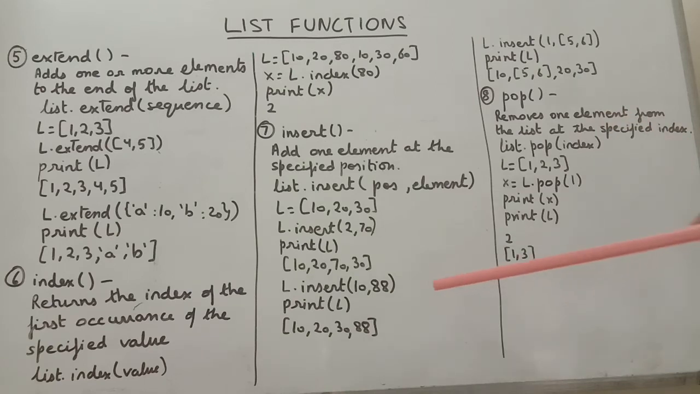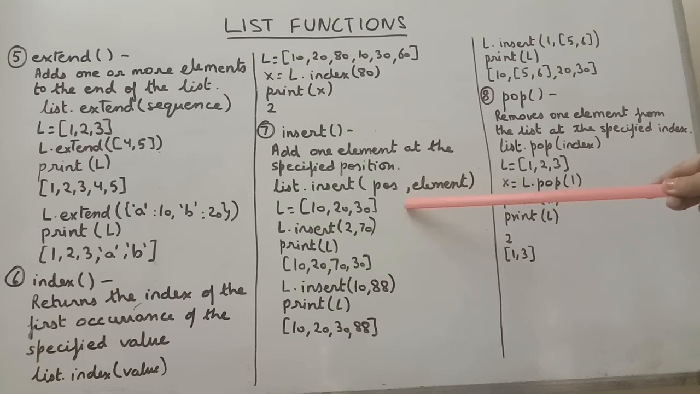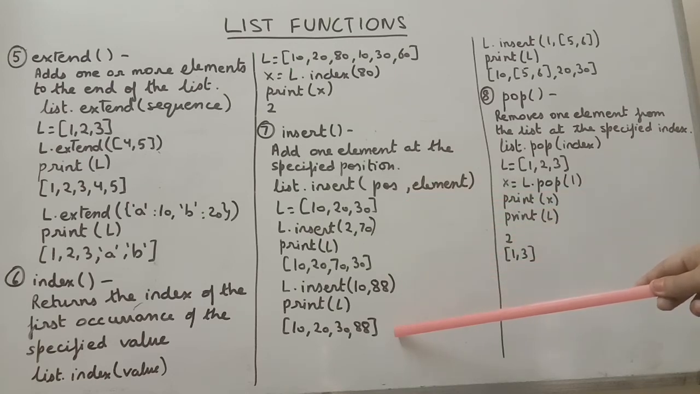Next one, L.insert(10, 88). Now 10 is the index number and 88 is the value to be inserted. Since index 10 is not part of this list, it will add 88 to the end of the list. So the resultant is something like this.